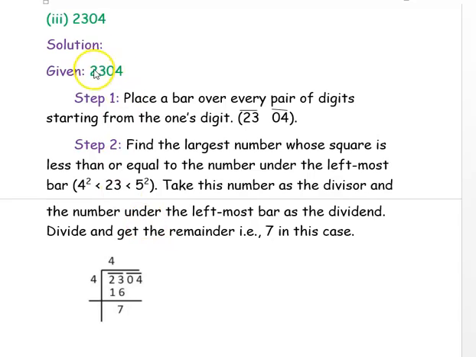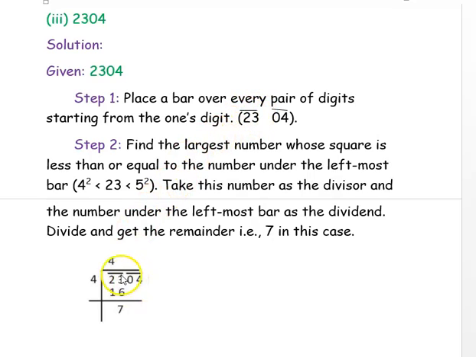The next number given is 2304. So now the first step, we know that you have to make pairs and place a bar over each pair. So I have paired from the ones digit. So 0 and 4 is one pair, I have placed a bar. Then 3 and 2 is one pair, I have placed a bar here.